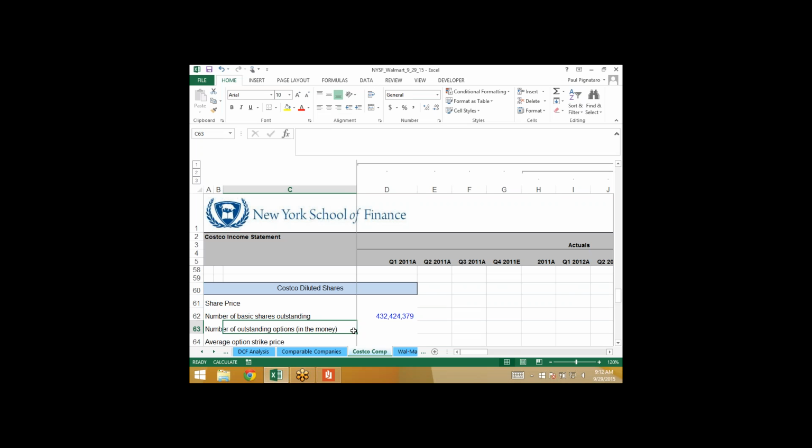We also want to note the company's current trading value, which was $96.94 at the time. And we need to dig through the K to extrapolate any options, warrants that are outstanding and exercisable. They have to be outstanding and exercisable.